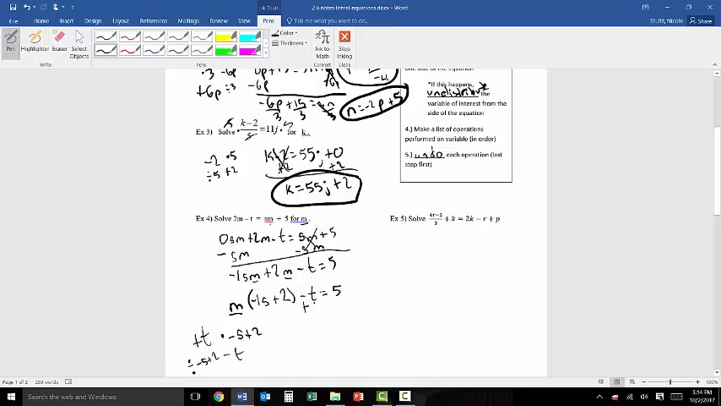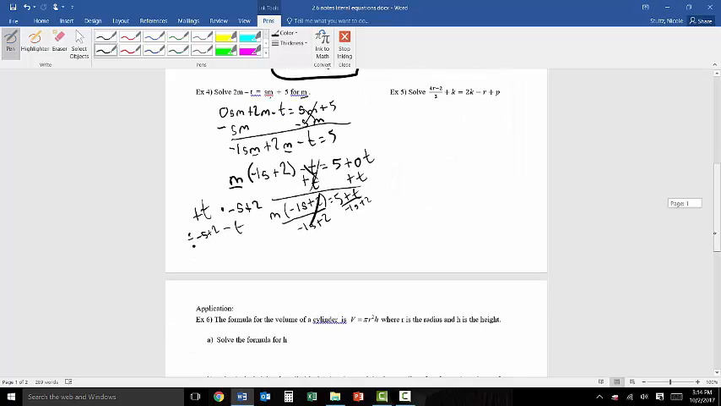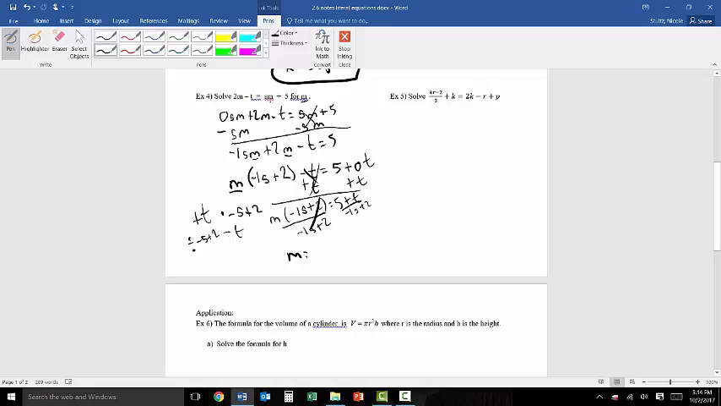So go ahead and start with adding T. Since I don't have a spot, I'm going to invent a 0T. And I have M times negative 1S plus 2 equals 5 plus T. And I'm just going to divide by negative 1S plus 2 on both sides. Okay, so you're going to get M is 5 plus T over negative S plus 2.